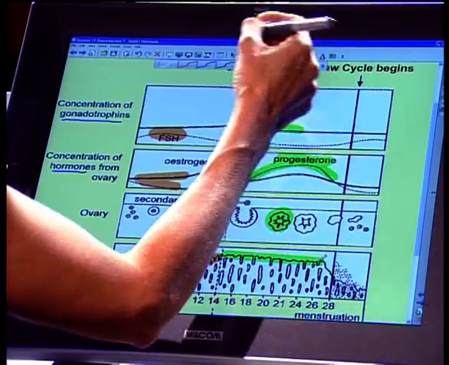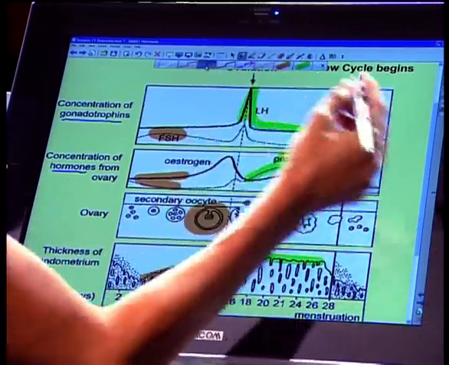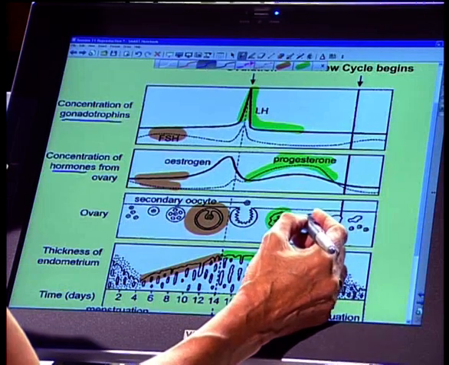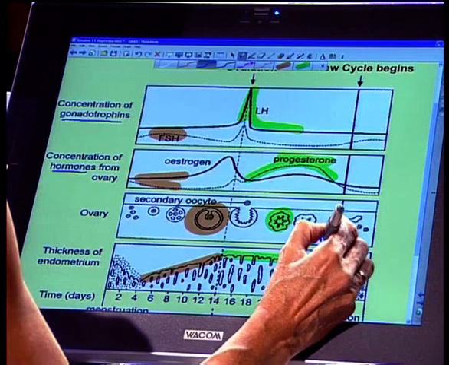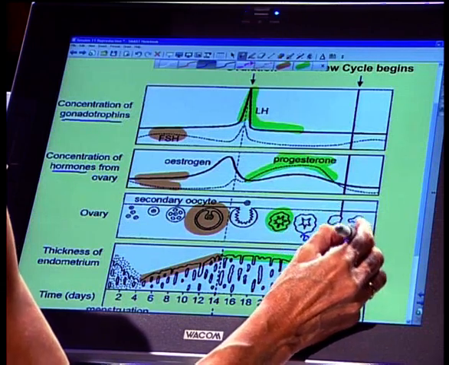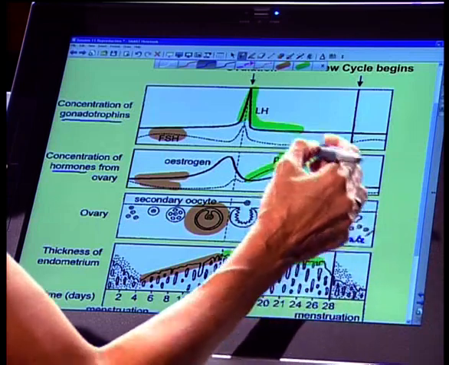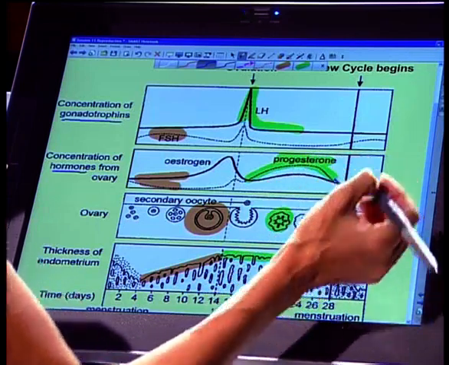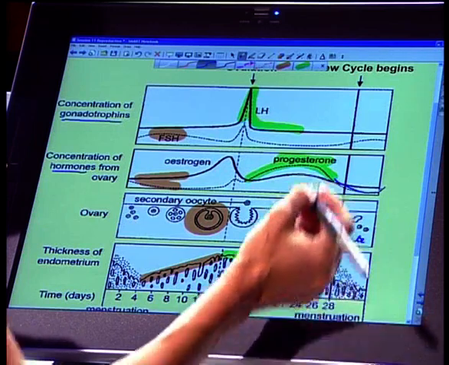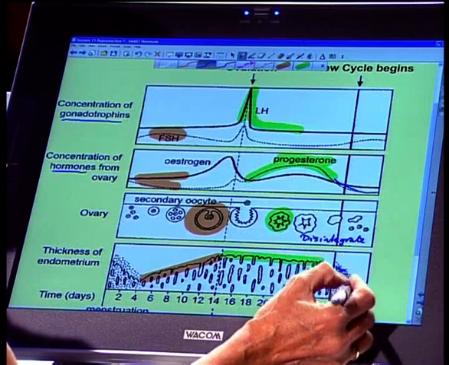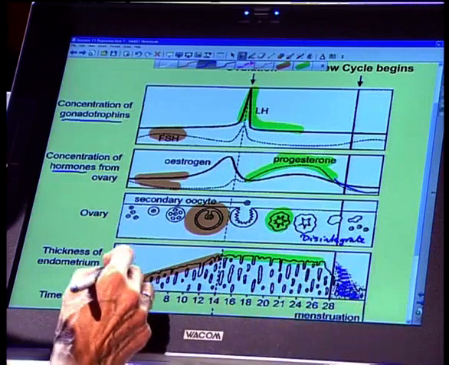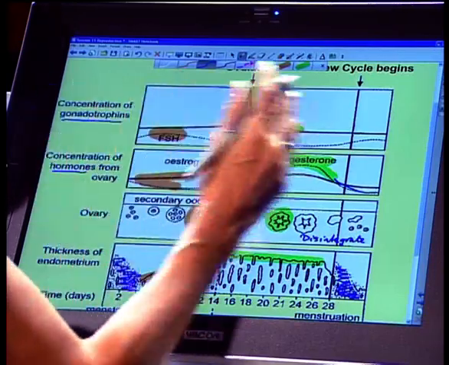Now, fertilization does not occur. No fertilization occurs. The corpus luteum is now going to disintegrate. And as it disintegrates, the progesterone level is now going to decrease, all right? And as that decreases, the start of menstruation occurs again. So this is the whole process.